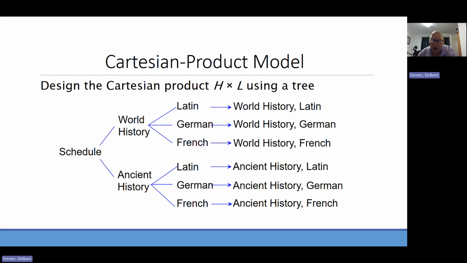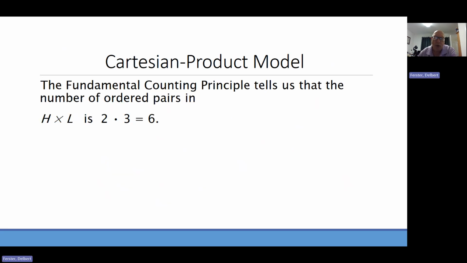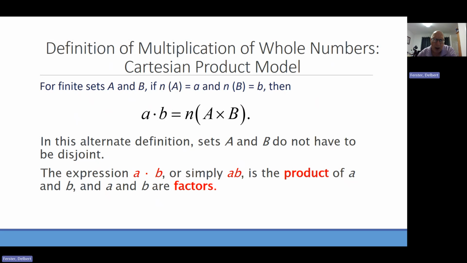I don't know that it's that useful, particularly if the numbers are bigger than 2 and 3. I should think this might be a bit tedious, but it's a perfectly good model for the notion of multiplying. Right? We took H times L. So you might remember the fundamental counting principle. We met it way back when we were looking at information in, I believe it was Unit 2, that if there are 2 ways to pick a history, and for each of those there are 3 ways to pick a foreign language, then there would be 6 ways to accomplish the 2 tasks together. And quite frankly, the tree diagram makes it nice because you can actually see them. And that's how you and I could use Cartesian product modeling as a means for multiplying.